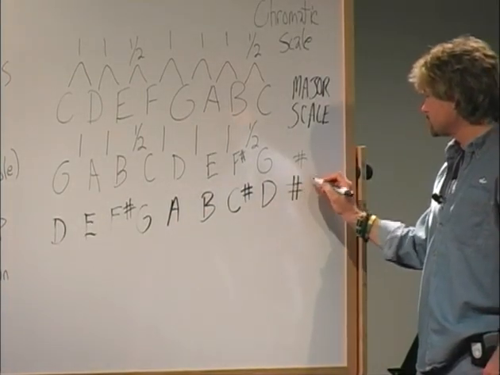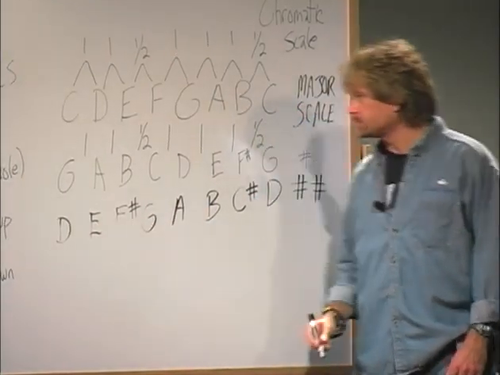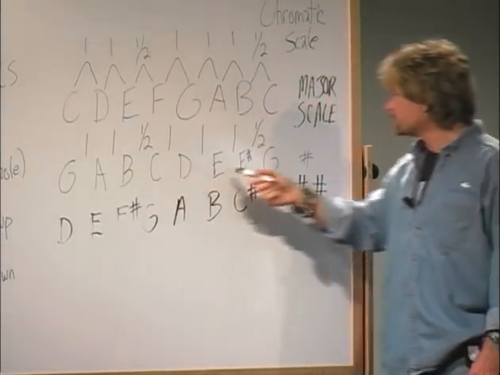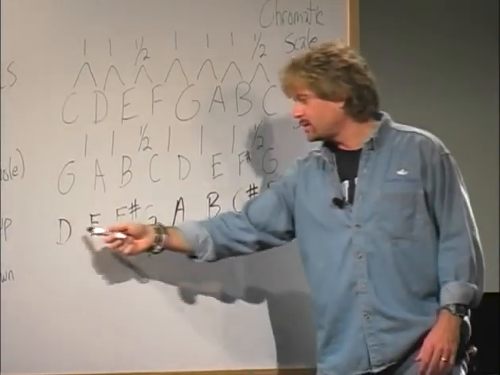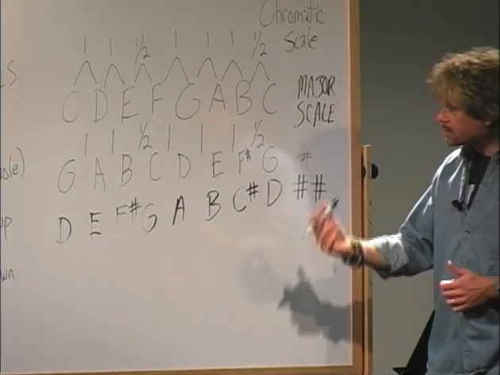No other key signature has 2 sharps other than D major. So here we have the C major scale, no sharps, no flats. The G major scale, 1 sharp. The D major scale, which has 2 sharps. And so we can continue that.